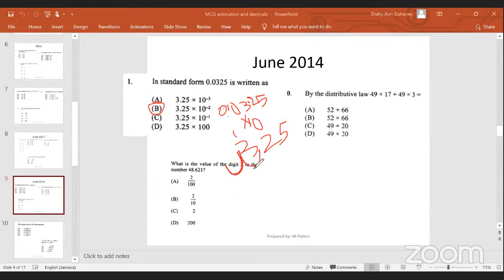We move the decimal place 2 places to the left. Whenever it starts with a 0, you know that the power has to be negative. If it was not a 0, then we know that it is positive. But once it starts with a 0, automatically you know the power should be a negative power. You move 2 places to the right to get back to the original number. So therefore, it is 10 to the negative 2 power.